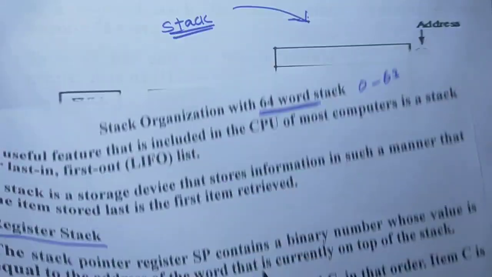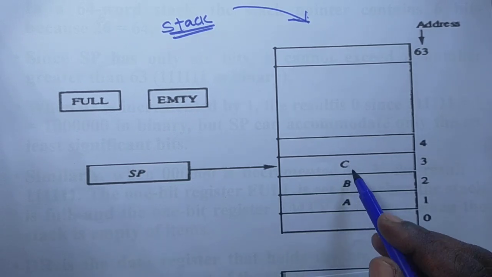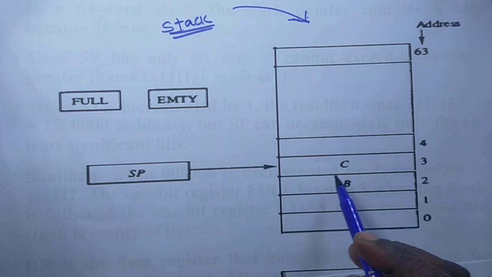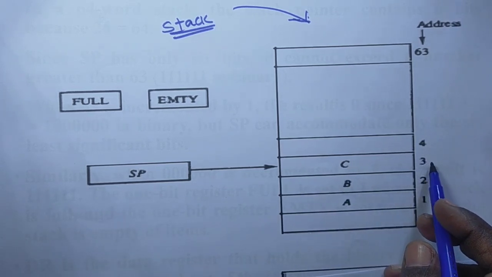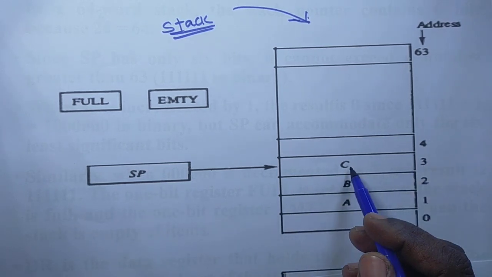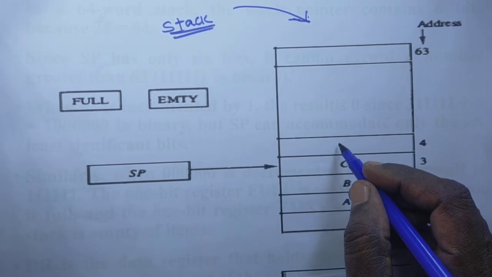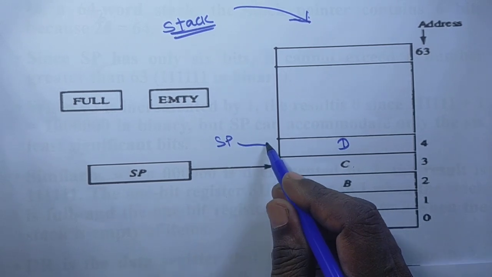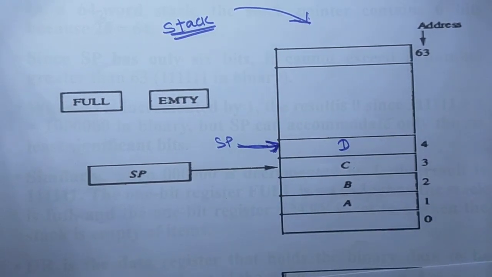You see the different data here. Suppose A, B, C are different data at positions 1, 2, 3. Since the top data is at address 3, SP points to 3, where C is available. Suppose another data D is added, then SP automatically increases to D.